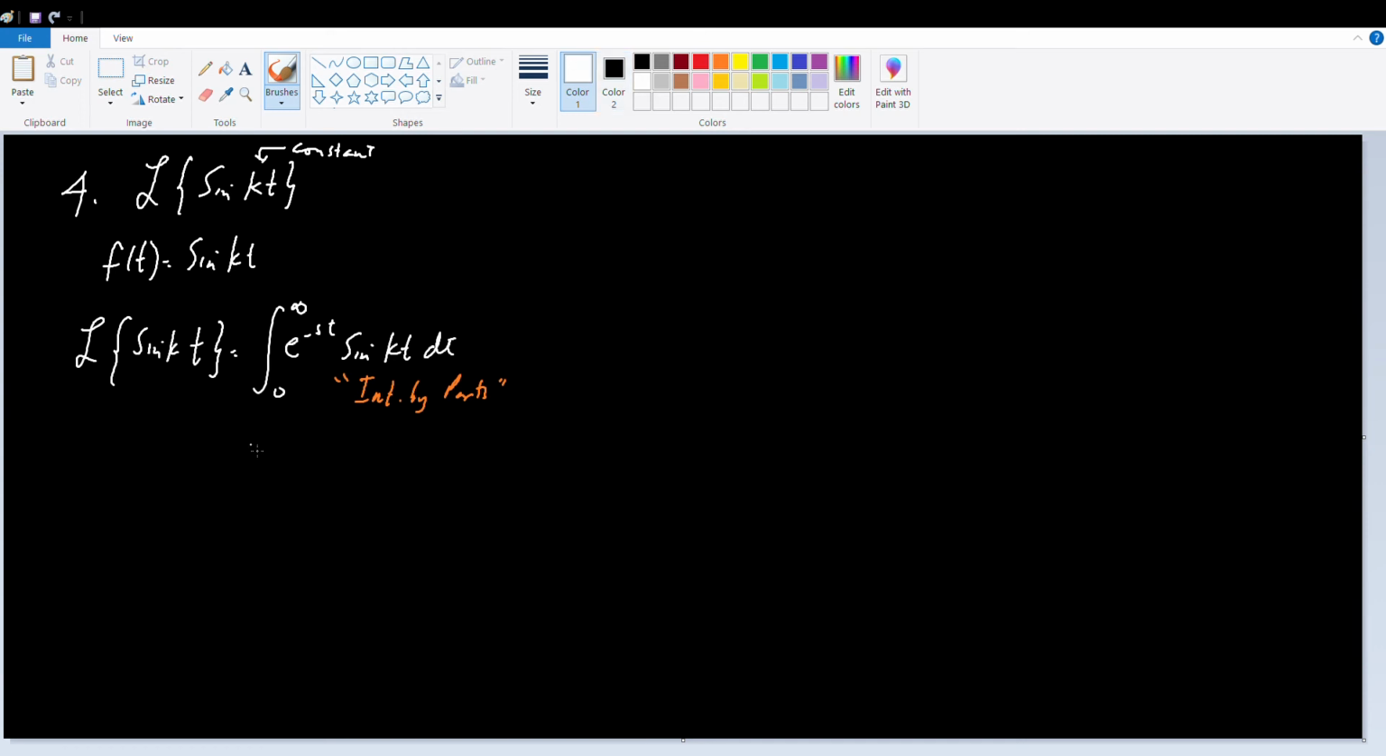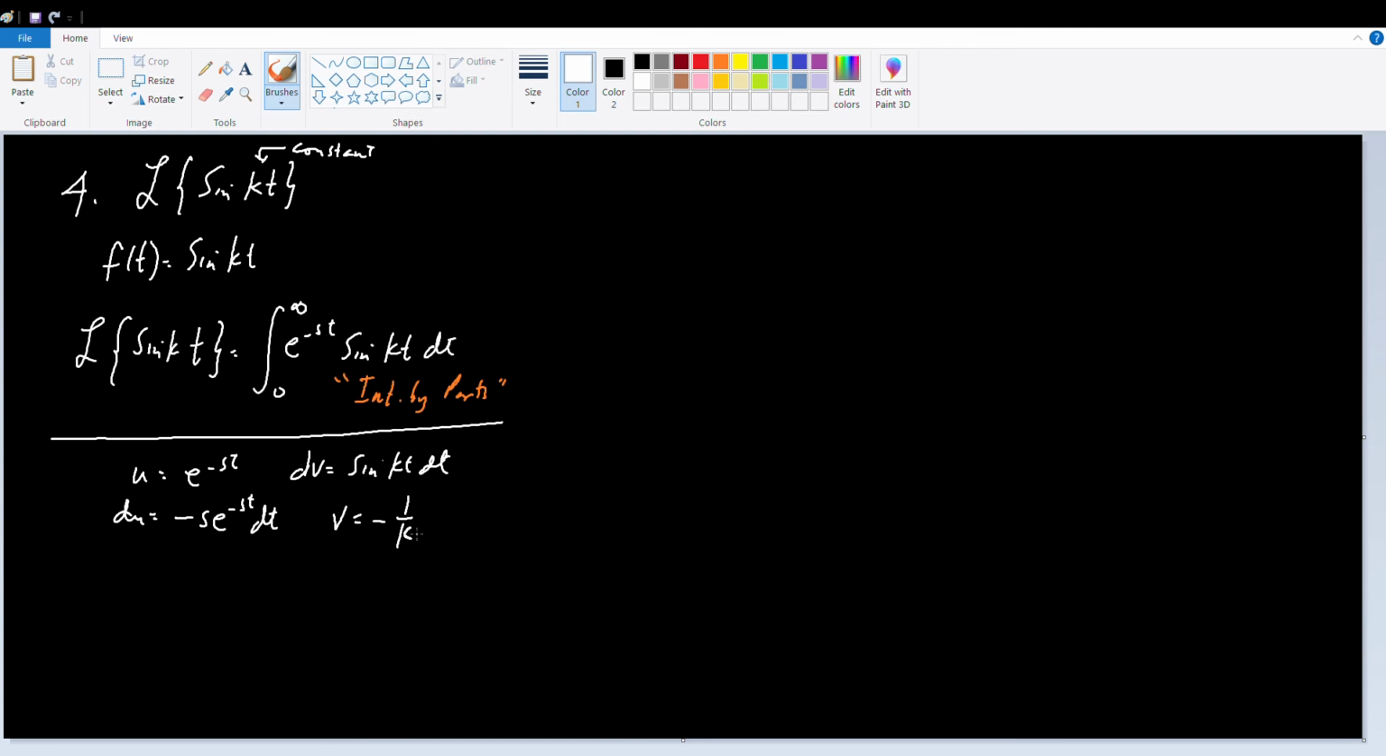So what will be my u? My u is e to the negative st and dv is sine kt dt. So du is negative s e to the negative st dt. Remember, we are differentiating with respect to t, so negative s is treated as a constant. So the differential of e to the negative st is negative s e to the negative st dt. And v, we integrate sine kt dt, k is a constant, that will be negative 1 over k cosine of kt.